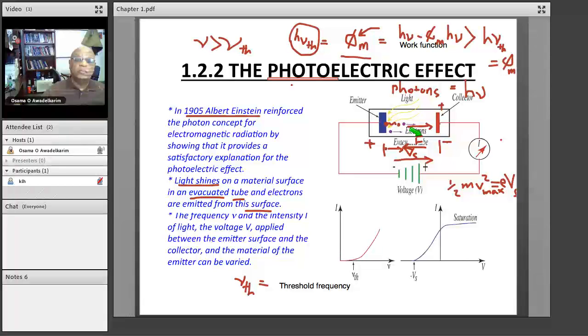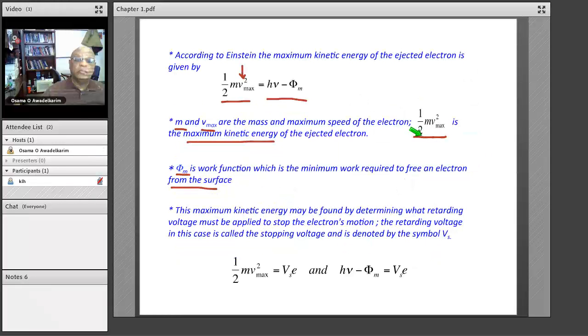So that is why it's called the stopping potential. If you go back here, this maximum kinetic energy can be opposed by a stopping potential. A potential is energy per unit charge. If we're talking about the electron, then the charge of the electron is e. So e times Vs is the stopping energy on the electron. Again, this equation can be written as h nu minus phi m equals the stopping potential times e.